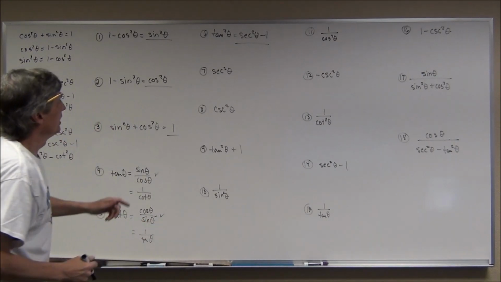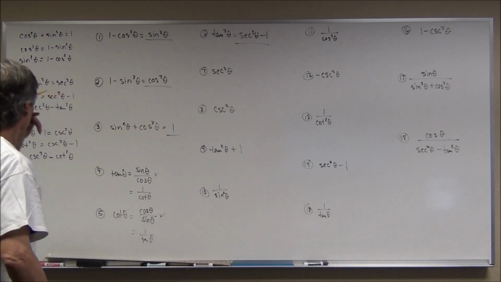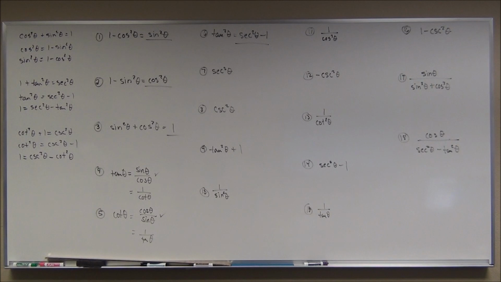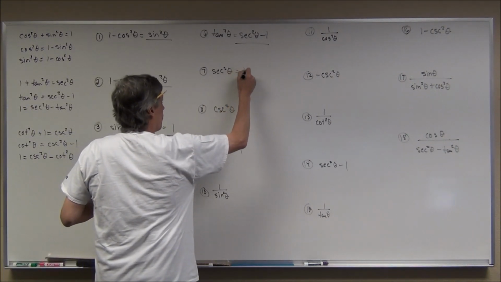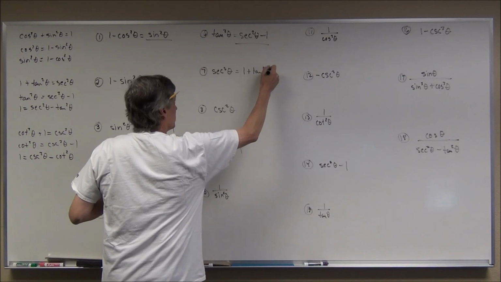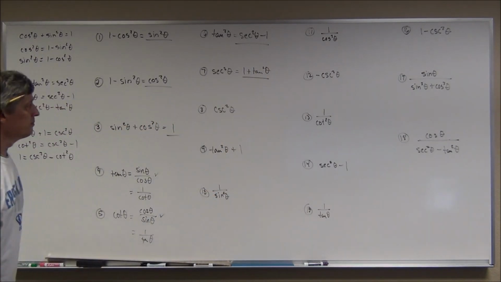Next one up. Secant squared theta. Going back here. Excuse me, secant squared theta, you see how it's all by itself here? It's equal to 1 plus tangent squared theta. This is equal to 1 plus tangent squared theta.